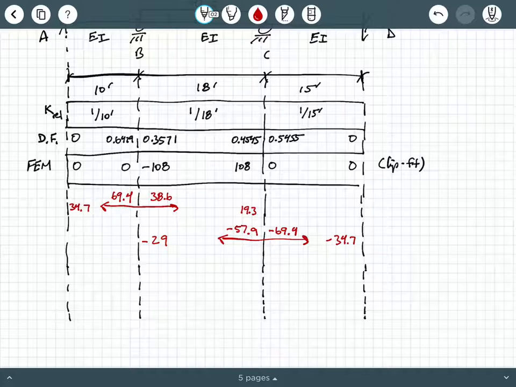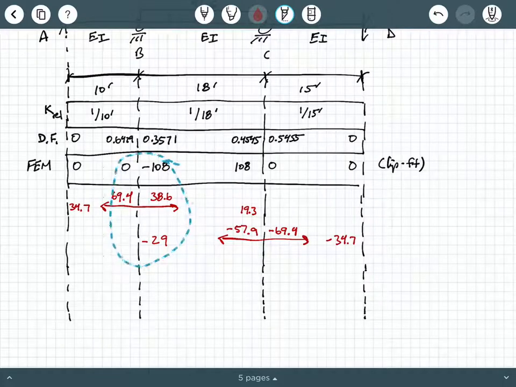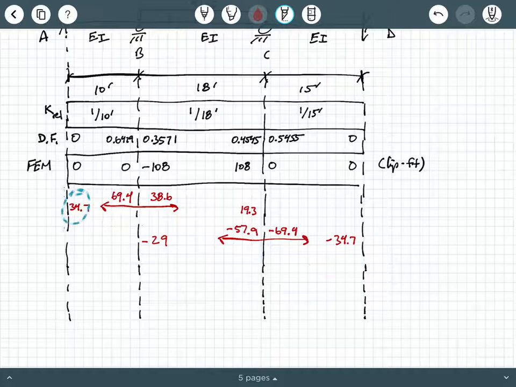So my question now is, what is balanced and what is unbalanced at this stage? Well, we just balanced C. C should be fully balanced now. But when we had to perform those carryover calcs, we just created an imbalance at B. So now B is out of balance again. What about A and what about D? Are those out of balance?